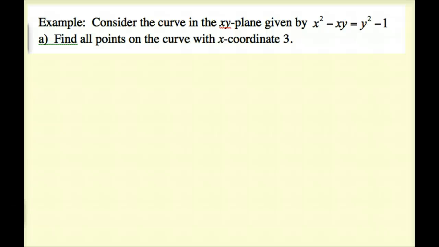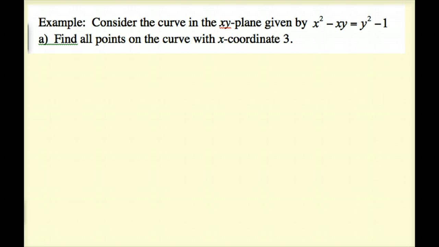Alright class, so let's continue taking a look at how we can see different forms of implicit differentiation problems. So let's go ahead and take a look at what this problem is asking. It says, consider the curve with this equation, and part A says find all points on the curve with x coordinate 3. So let's think about what that means.